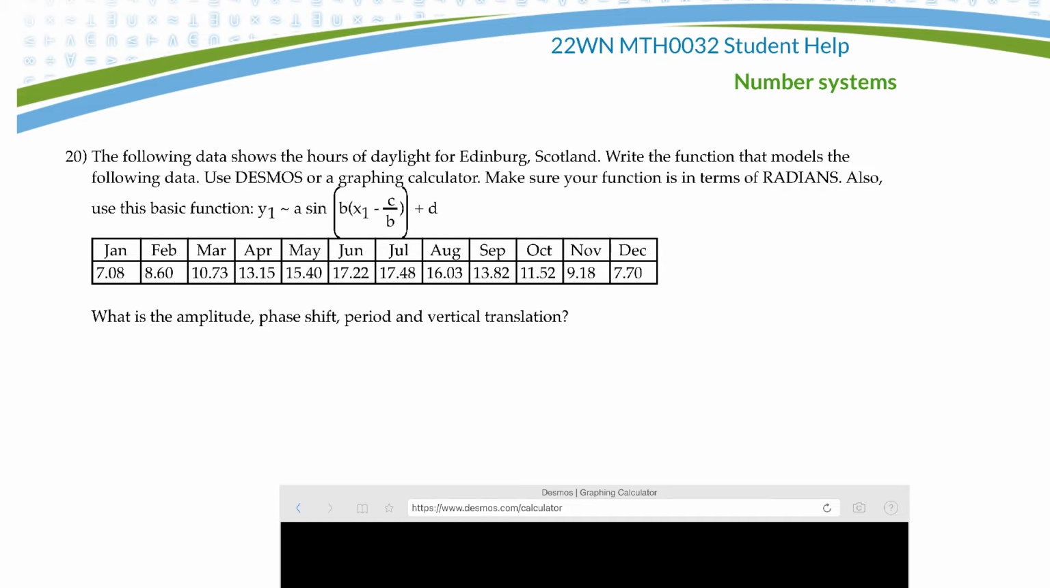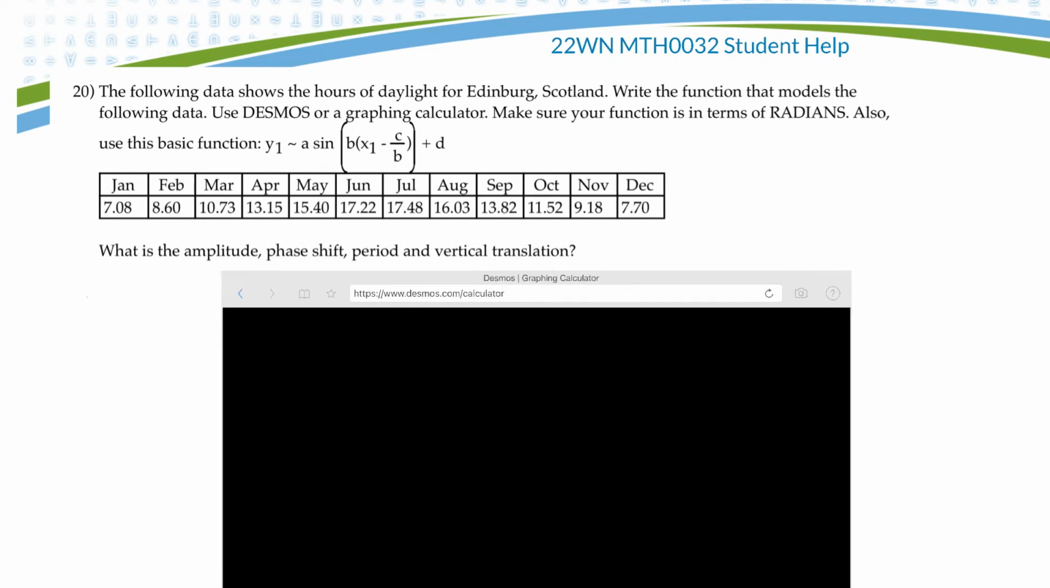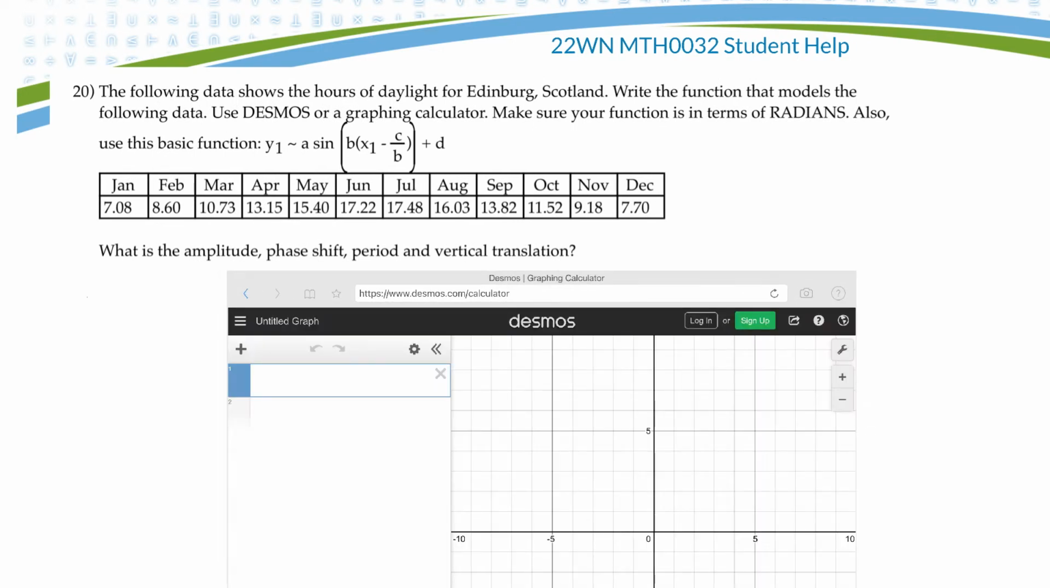So what I need to do is get all of this data into your graphing calculator or into decimals. So let's use decimals. I'm going to hit plus here and add a table. So x1, January will be the first month, and the hours of daylight are 7 hours. In February, it's 8.6, 10.73, 13.15. Hopefully I'll get all these right.